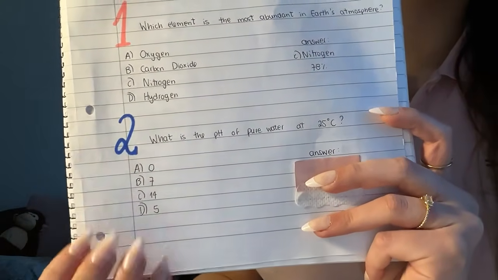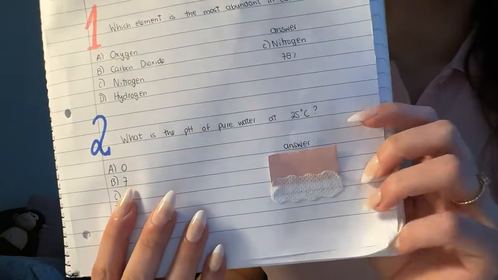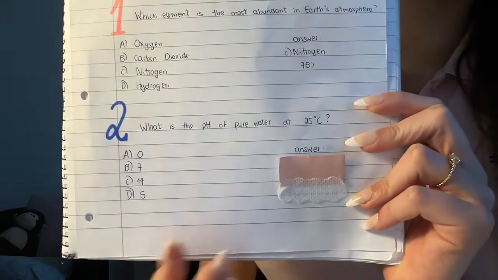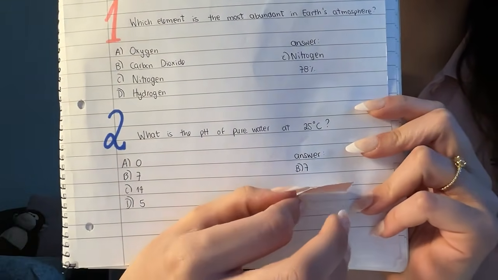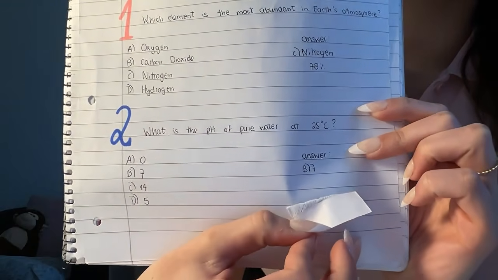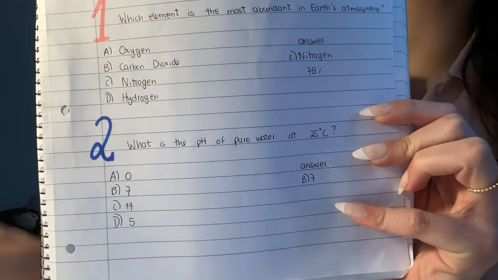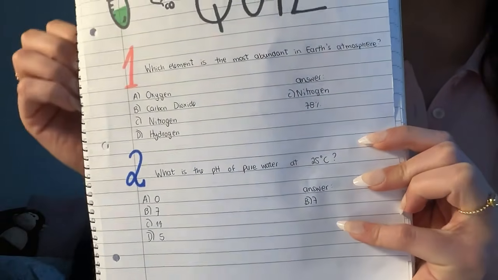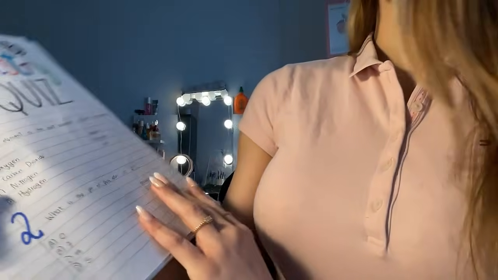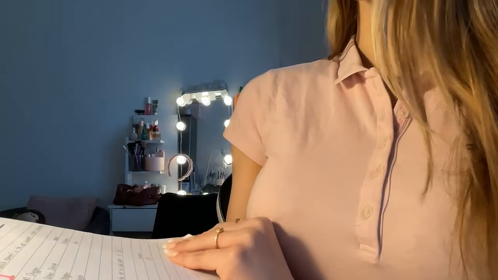So, let's check the answer. So, the pH of water at 25 degrees is 7. So, answer B is the correct answer for question number 2. Good job, did you get this one right? Okay, let's move on to the next set of questions.